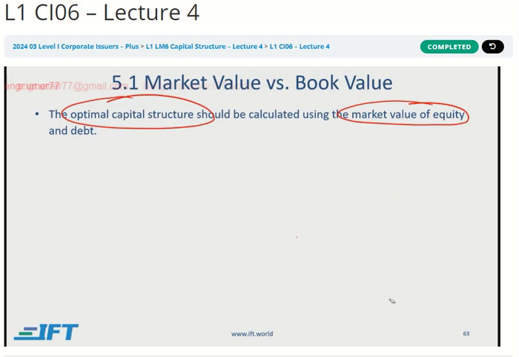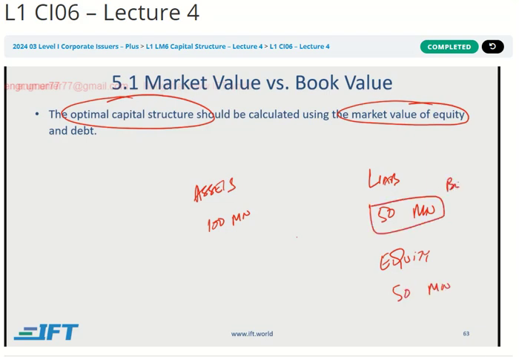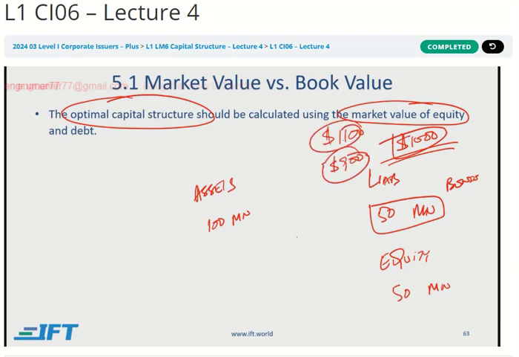If you have your assets on your books as 100 million, right? And your liability is 50 million, and let's say your equity is also 50 million. Now, these are book values. Let's say this 50 million is bonds that were issued at $1,000 per bond when they were issued. But maybe the market value is different. Maybe it's trading at 1,100, or maybe it's trading at $900 per bond. So we need to check what the market value is.